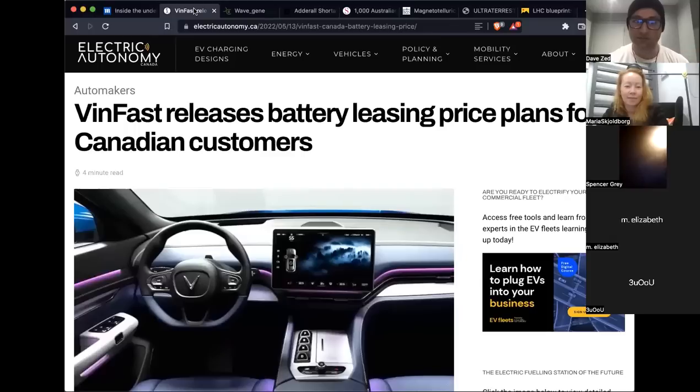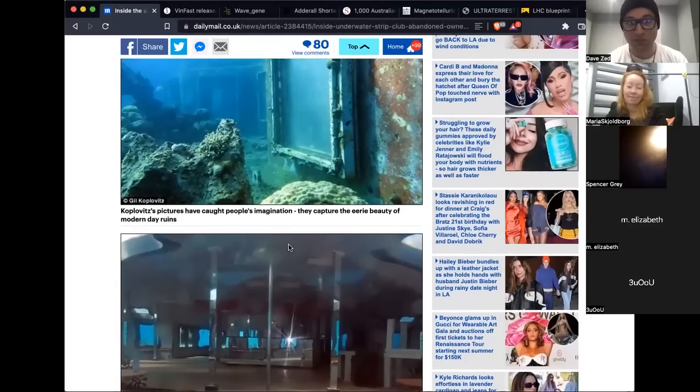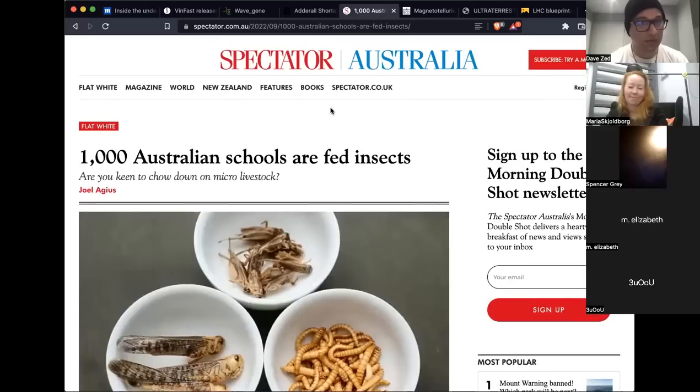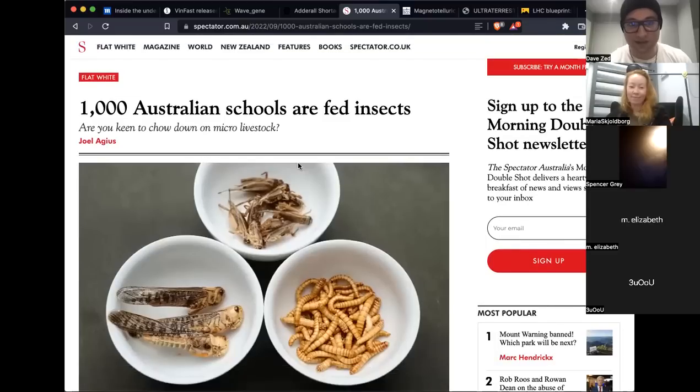It would go back to the same people that are trying to push this whole idea that everything you rent in your life has to be everything, basically Netflixing your life, as we've discussed before. They would probably be the same people that would have had this underground strip club built for whatever purposes and then just abandoned it, because it doesn't matter to them. These are the same people that have probably, again, I'm just hypothesizing, paid certain journalists to talk about how eating insects and things like this are the next big thing. Are you keen to chow down on micro livestock?